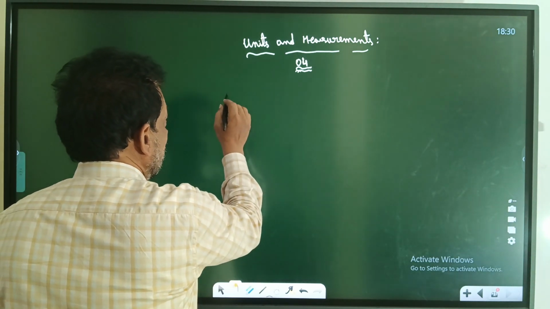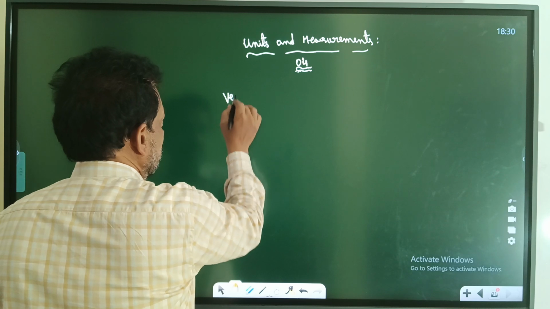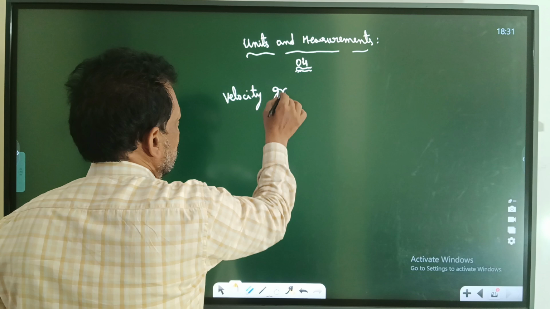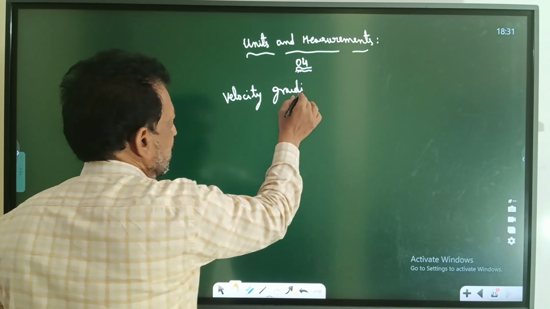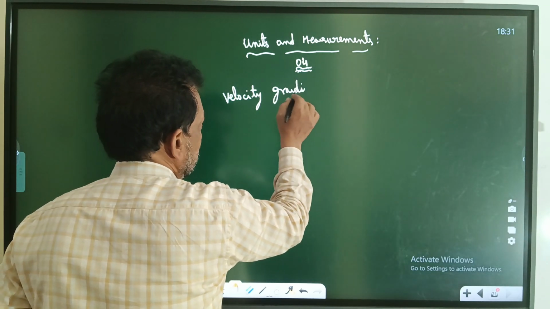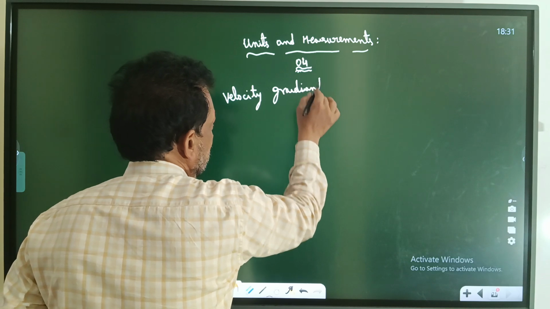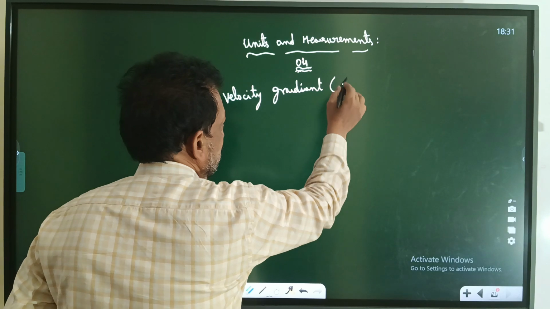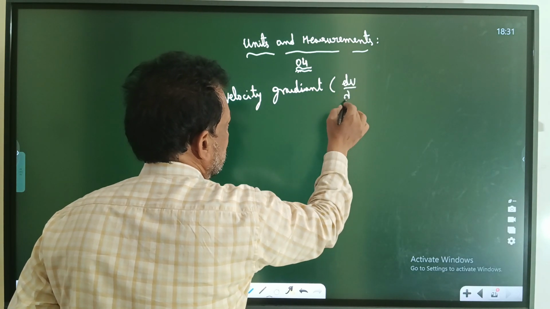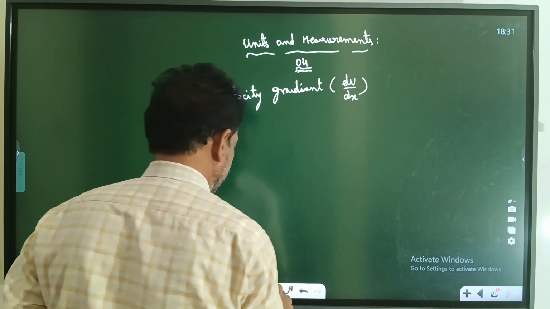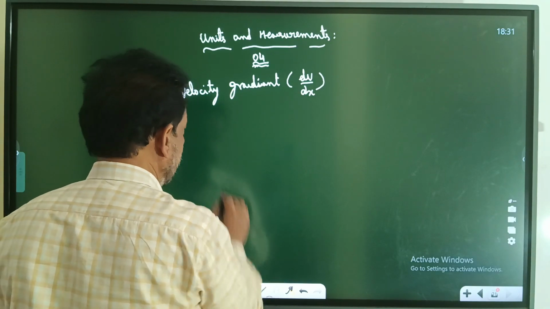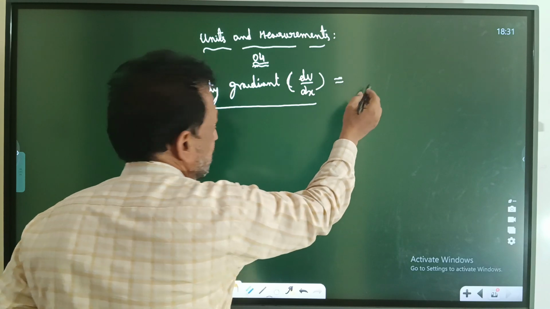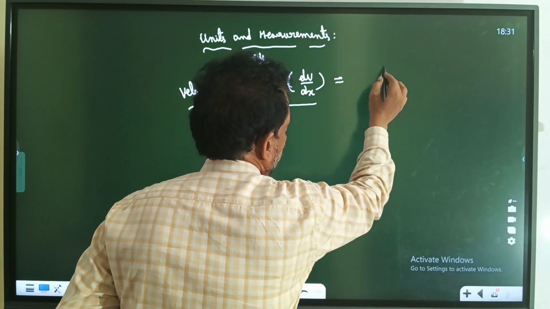Next I am going to write velocity gradient. Velocity gradient. The symbol is dv by dx. Velocity gradient is dv by dx. So change, that means what? Change in velocity by distance or displacement.